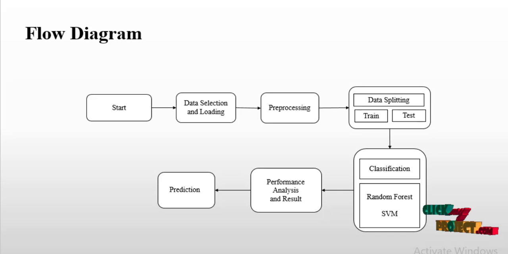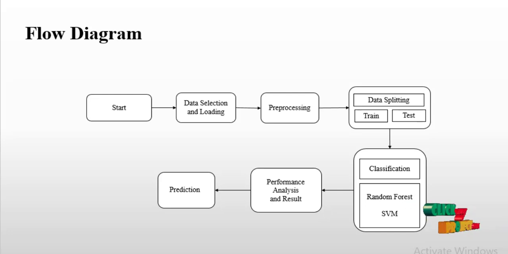After that, we move the pre-processed data set to the data splitting part. Here we split the data into testing and training parts, as we have more data in training compared to the testing part. Then we move to the classification. We have the random forest and SVM algorithms.